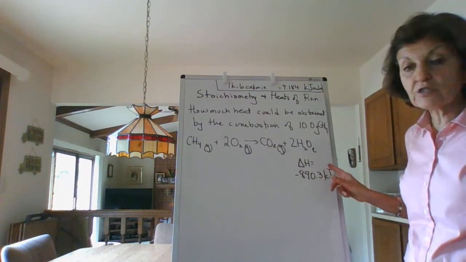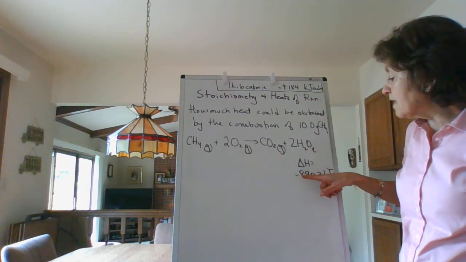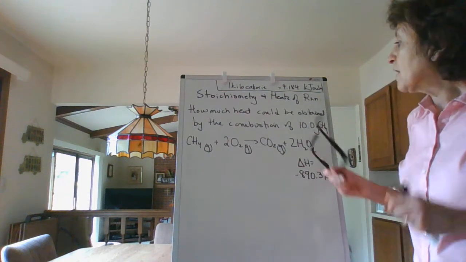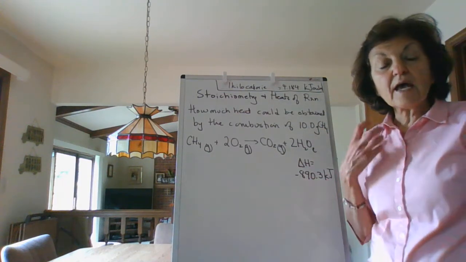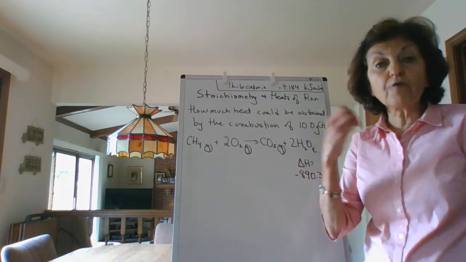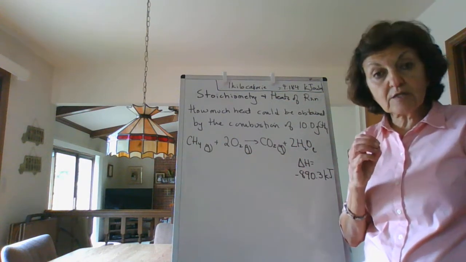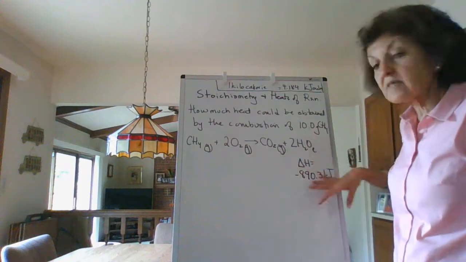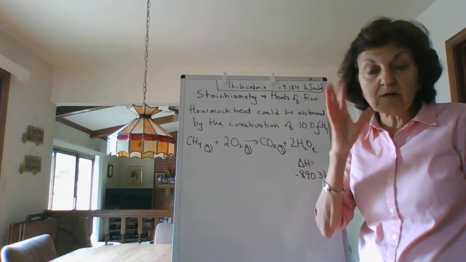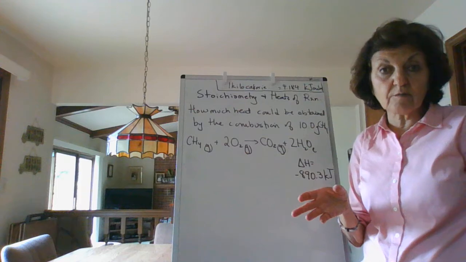And the delta H value, this should be up here, but I didn't have enough room. The delta H value is negative 890.3 kilojoules. So basically, they're saying that this is an exothermic reaction, and 890.3 kilojoules of heat is evolved when this occurs. Now, a thermochemical equation always has a delta H value or a Q value there. And the negative sign will tell you that it's exothermic. The positive sign will tell you that it's endothermic, okay?